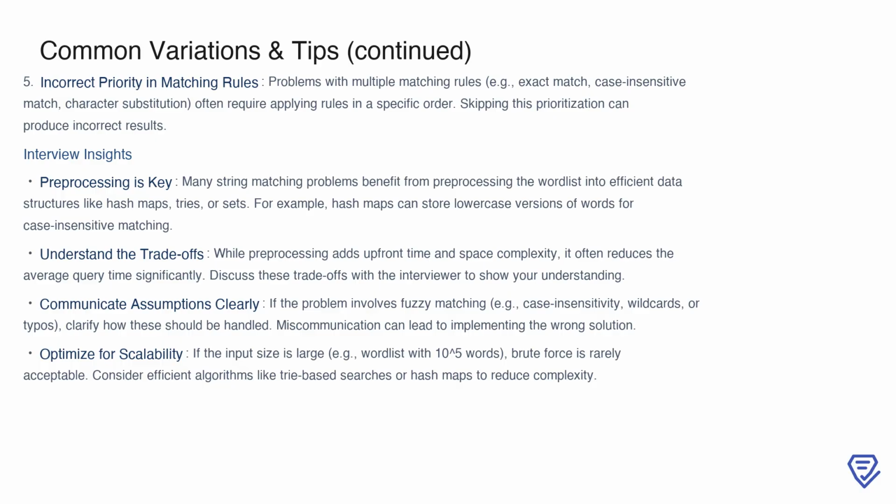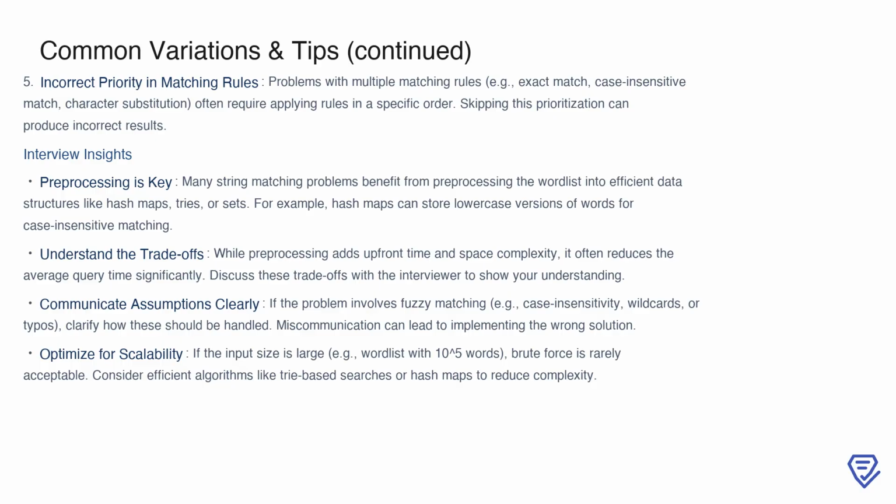Shifting focus to interview settings, pre-processing plays a critical role in many string matching problems. For instance, you can pre-process the word list into efficient data structures like hash maps, tries, or sets. Hash maps, for example, are particularly effective for storing lowercase versions of words to facilitate case-insensitive matching. However, pre-processing comes with trade-offs. While it increases upfront time and space complexity, it often reduces the average query time substantially. Highlighting these trade-offs and discussing them with your interviewer demonstrates a deeper understanding of algorithmic design.